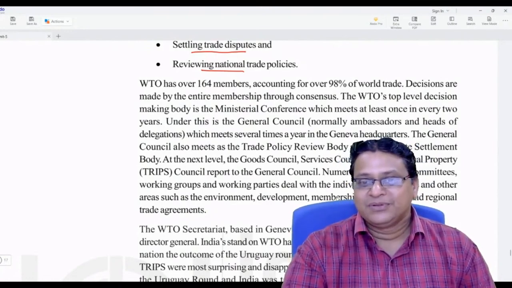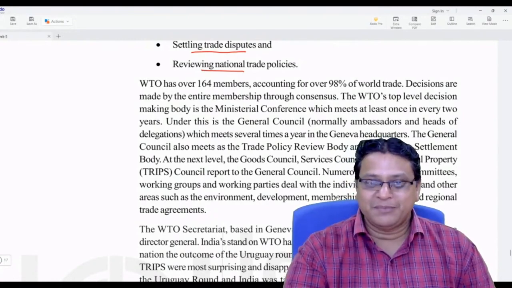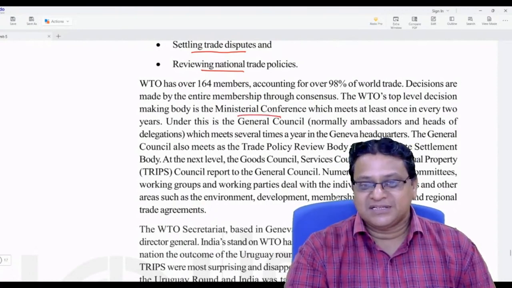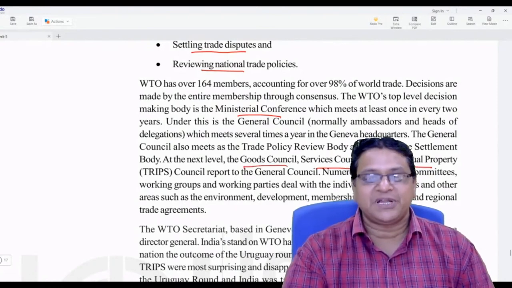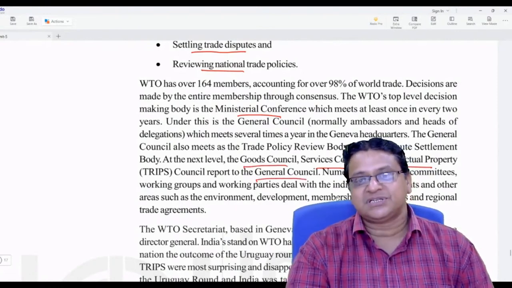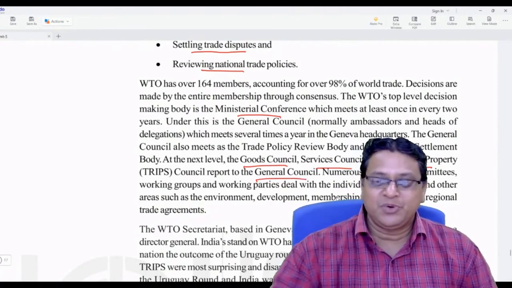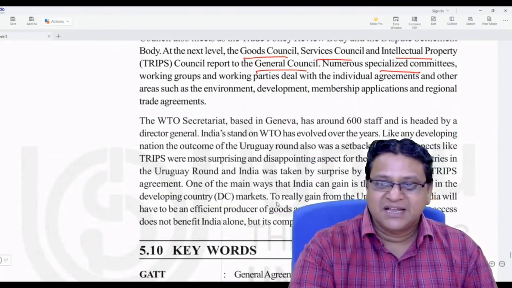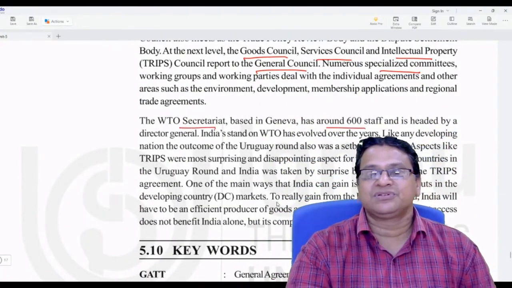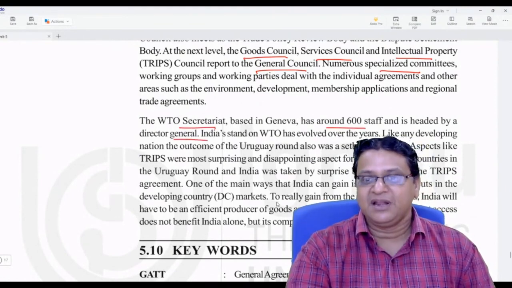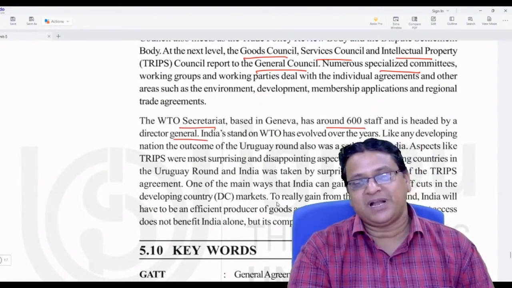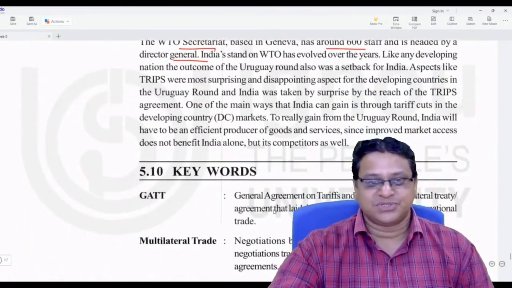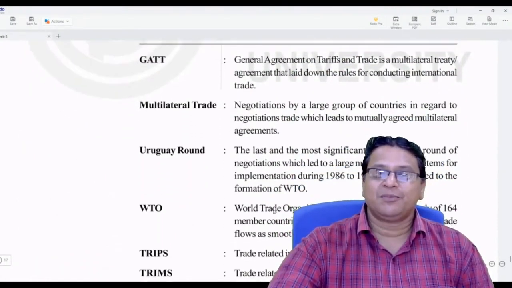And in WTO there are different formations we have discussed. There is the ministerial conference, there are different councils, the goods council, services council, intellectual property council, and there is the general council, and there are specialized committees in WTO we have already discussed. Then we have discussed WTO has a secretariat and it has staff. The WTO secretariat is headed by the Director General. Then we have discussed important agreements of WTO, we have discussed the policies of WTO, we have discussed all those things. Now we'll discuss some of the key words.